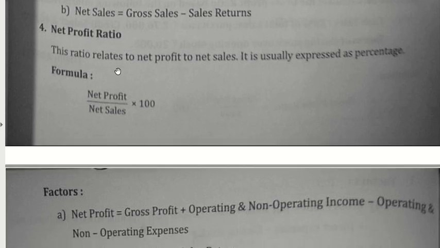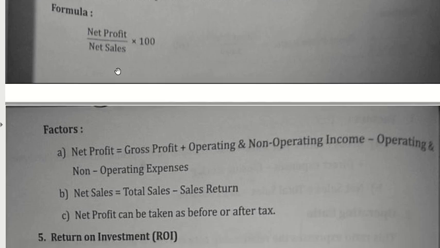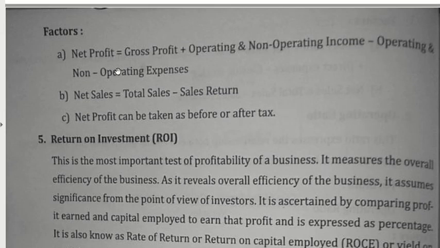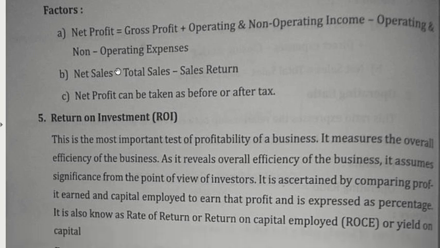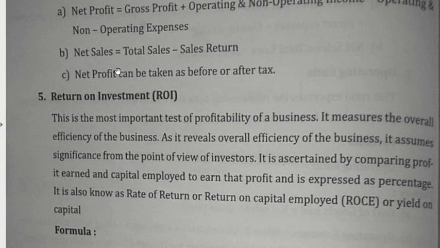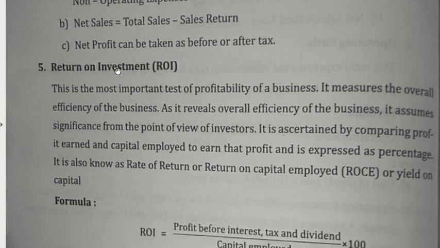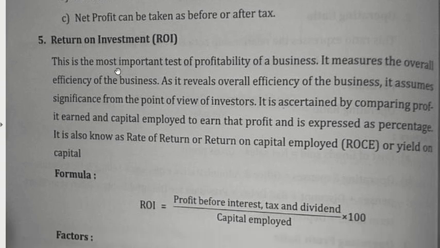Your net profit ratio is also expressed in order to find out the relationship between the net profit and net sales into 100. How do you calculate net profit? Gross profit plus operating and non-operating income minus operating and non-operating expenses. Net sales is total sales minus sales return. Net profit can be taken as before or after tax, whichever is given in your question.